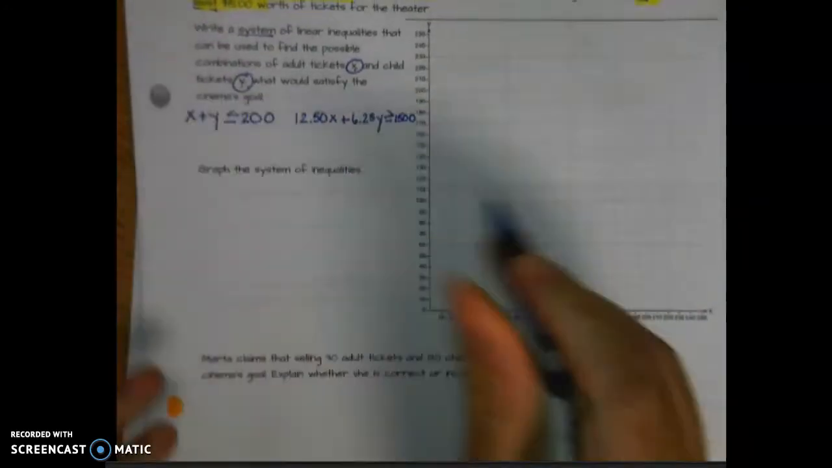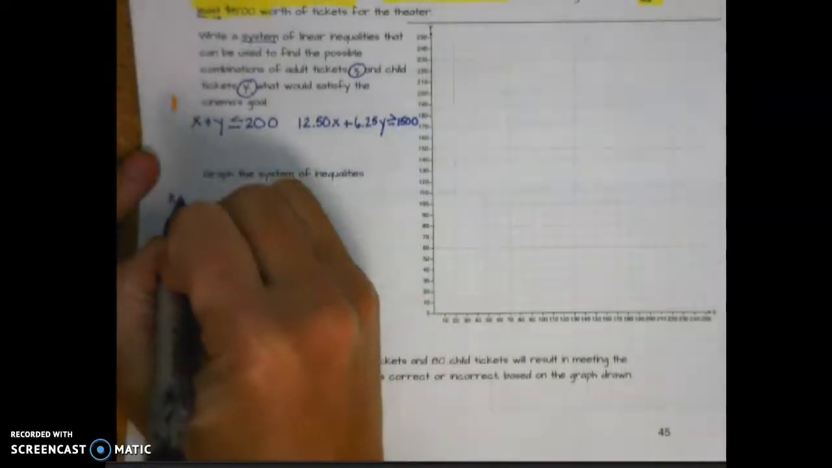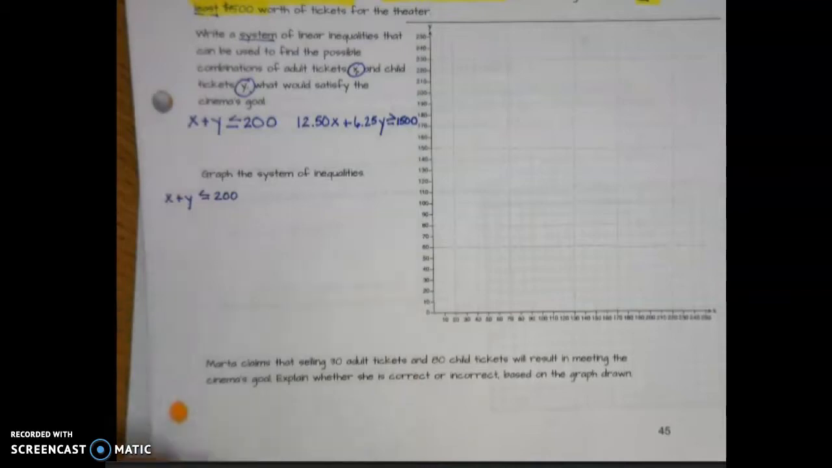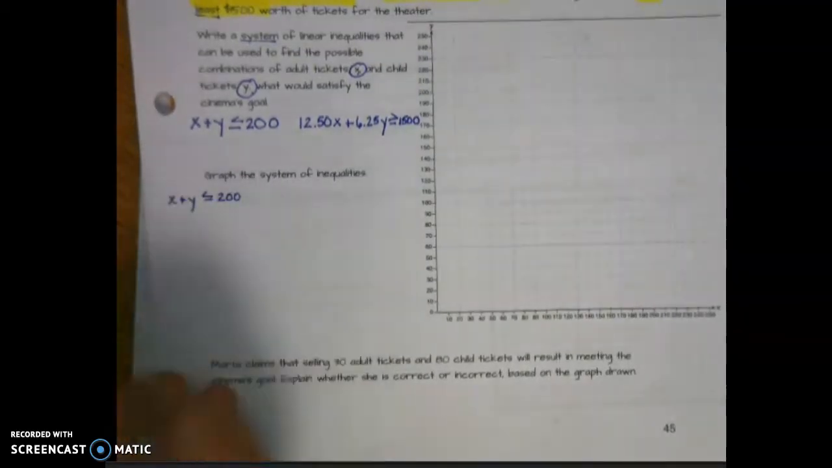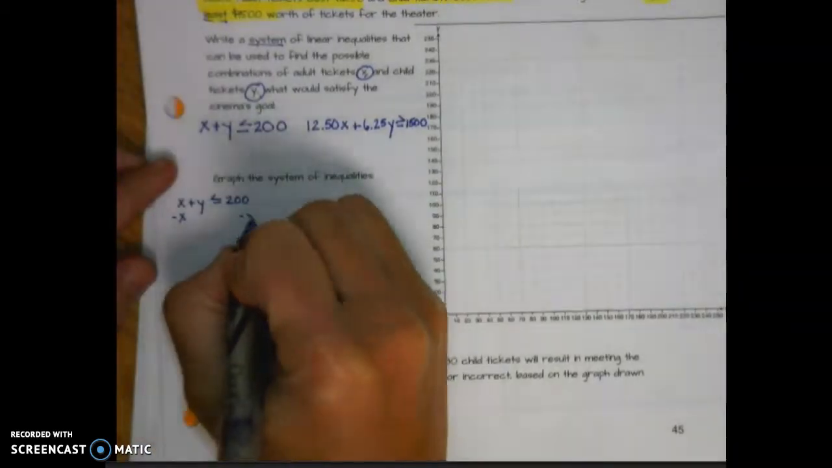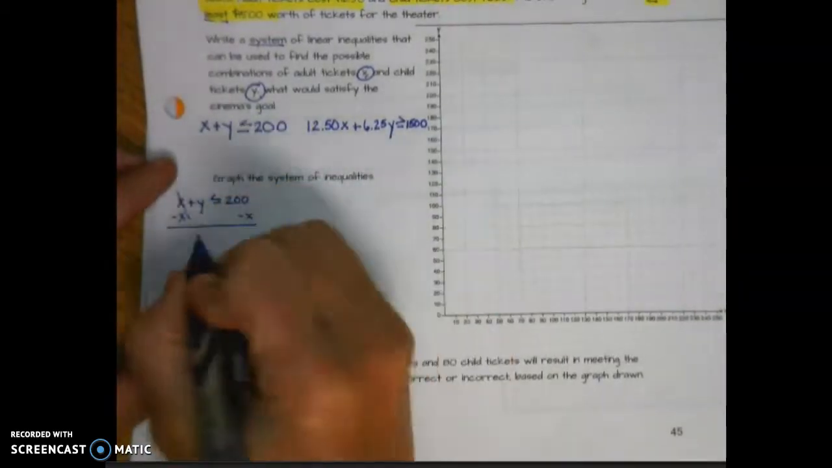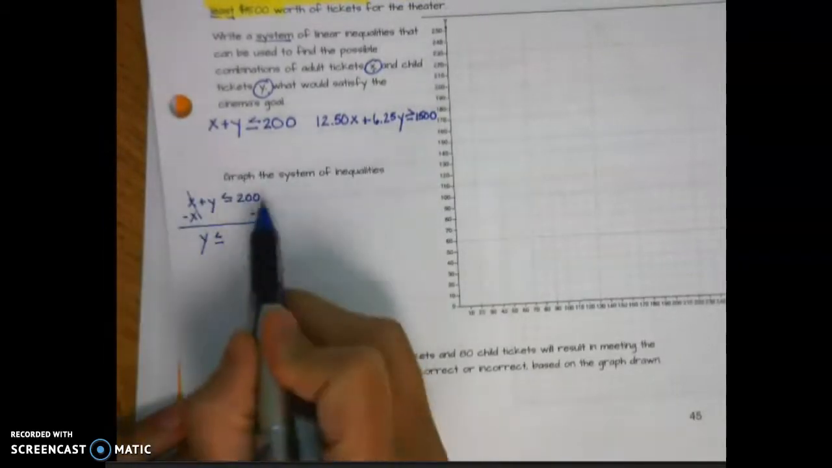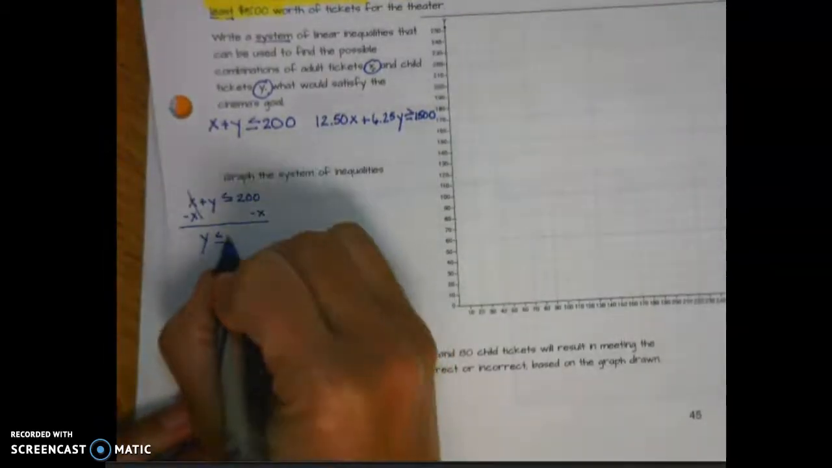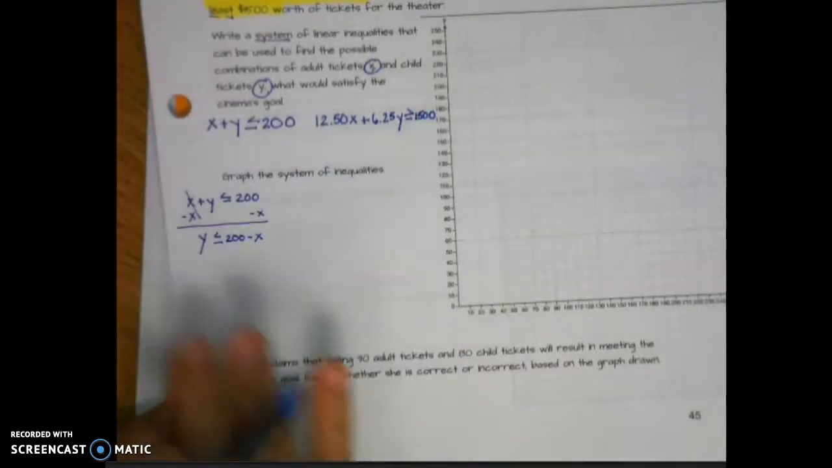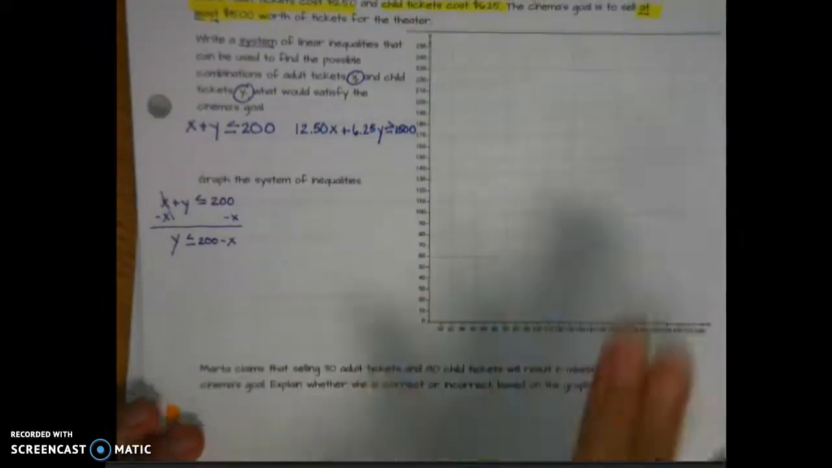Okay, so I'll take this first one over here. X plus Y is less than or equal to 200, and I want to get Y by itself. Okay, so I need to move this X term. I'll do that by subtracting X from both sides. Okay, cross out your X's. Y is less than or equal to, and I can't do 200 minus X, so I just write 200 minus X. Okay, I'm all solved for Y, so that's one of the inequalities that will go on my grid.